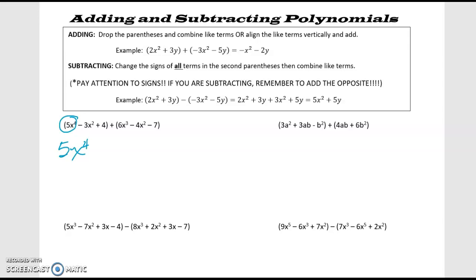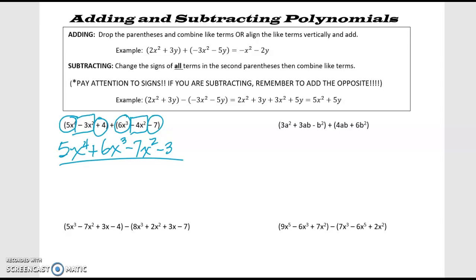Let's see, looking through that set, the next largest term is this one here, 6x cubed, and there's nothing else that's being cubed. So I'm going to put that one next. And then I'm going to go to x squared. So notice I'm just working in descending order. This time I have a negative 3x squared and a negative 4x squared. So when you combine those, you get negative 7x squared. And then always end with your constants. So I have a positive 4 and a negative 7, which gives me a negative 3. And that's your answer. So you're done.